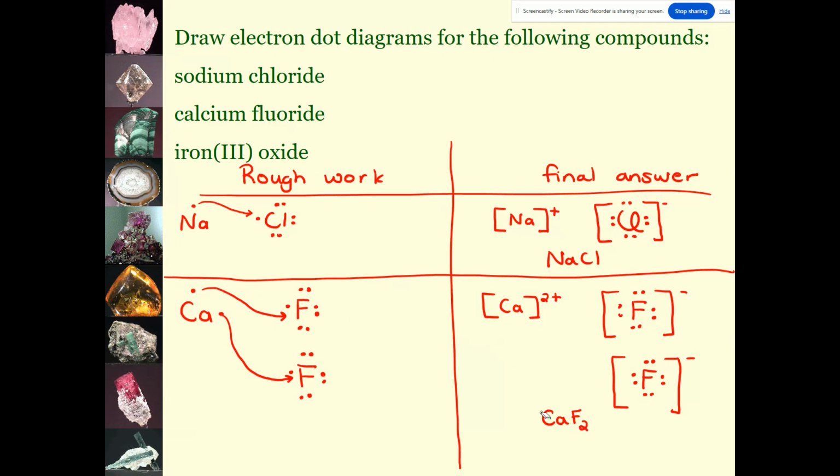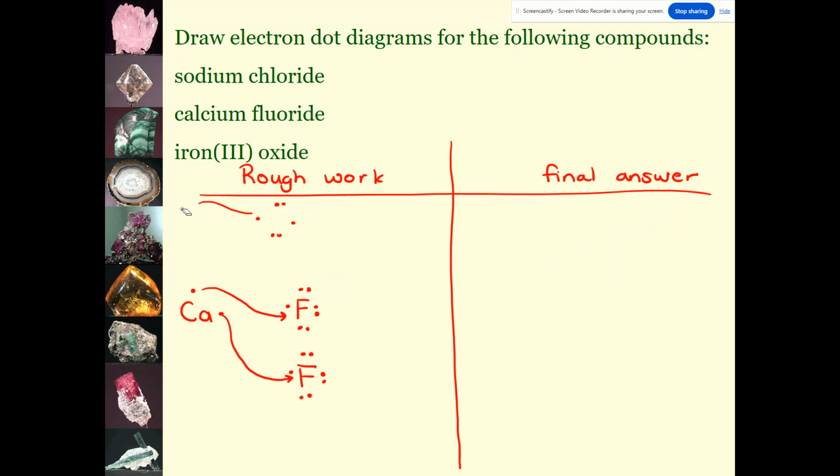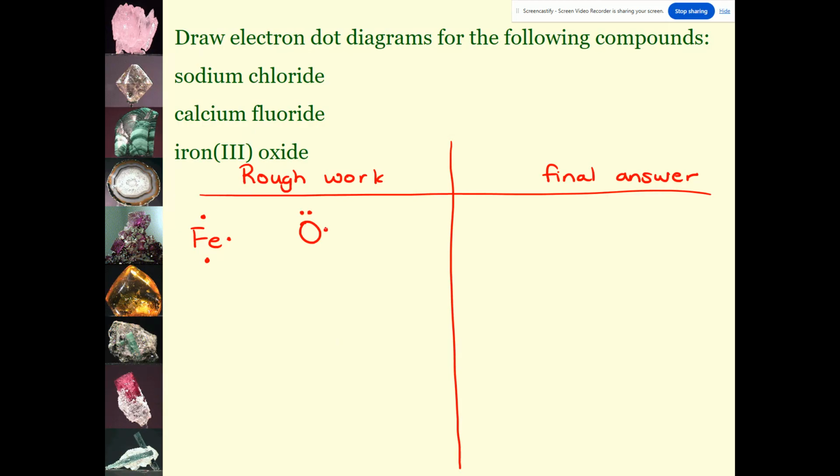Now let's try another one. I'm going to have to erase this to make some space. We're going to try iron 3 oxide. Now iron is a transition metal. And so remember, for transition metals, you figure out how many valence electrons it has by looking at its ion charge. So iron has a charge of 3+ in this iron 3 oxide compound. So my iron will have 3 electrons. 1, 2, 3. Okay? My oxygen, we know, has 6 because it's in group 16.